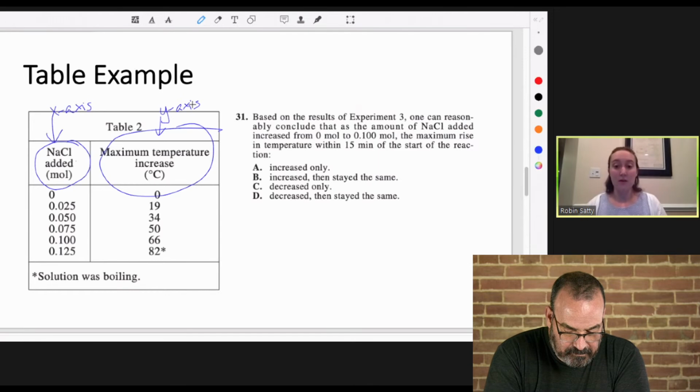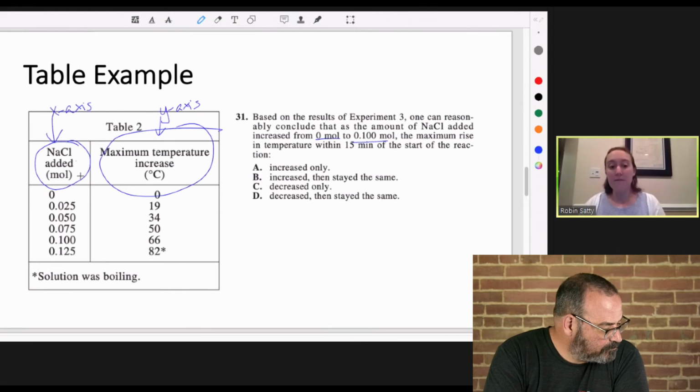So in this particular question, based on the results of experiment 3, which are clearly this table if you're reading the whole passage, we can conclude that as the amount of NaCl added increases from 0 moles to 0.100 moles, the maximum temperature increase does what? This question is looking for a trend, and it gives you a range in which to look for that trend. So we look back at our graph, we confirm that we're looking in the right place because it says NaCl added, great, and it says maximum temperature increase.